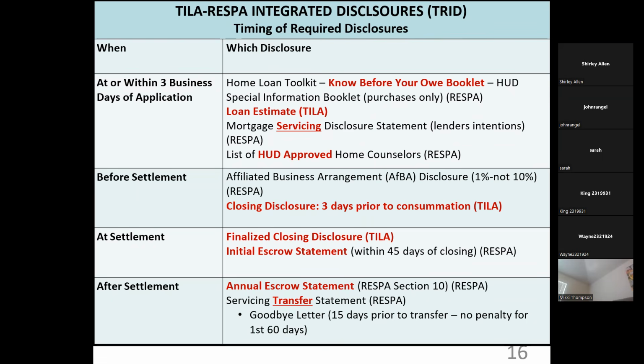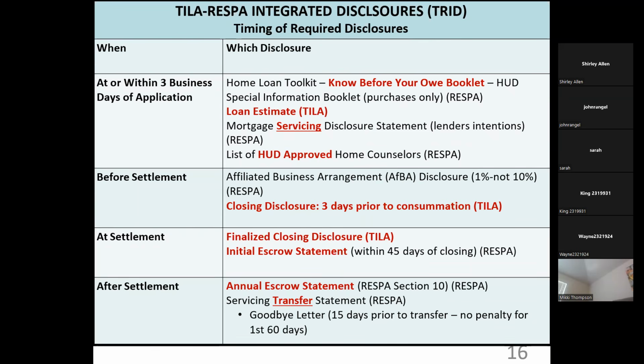Many students have gotten confused because they thought, well, it couldn't mean 1%. That's hardly anything. And that's exactly what they mean, 1%. A lot of those questions are designed to confuse you. Before settlement, RESPA says you have to give them the closing disclosure 3 days prior to consummation. It's a TILA requirement. It's a TILA document.